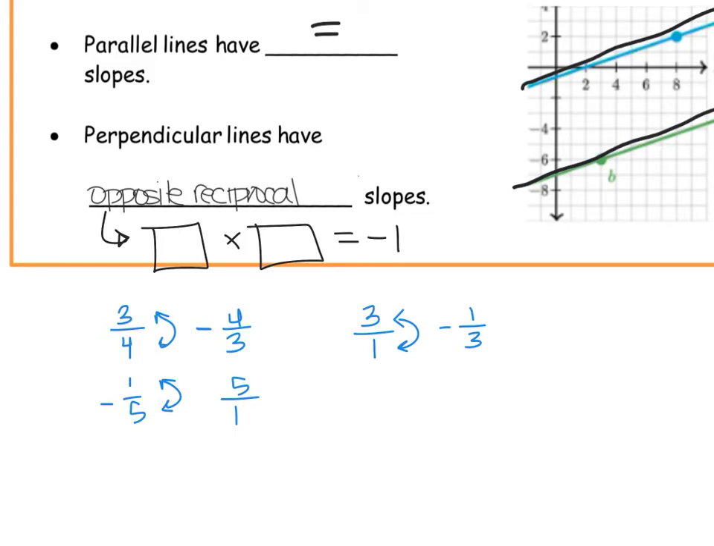And again, the property of opposite reciprocals is that if I multiply these numbers by each other, I will get negative 12 over 12, which is negative 1. I will get negative 5 over 5, which is negative 1. I will get negative 3 over 3, which equals negative 1.